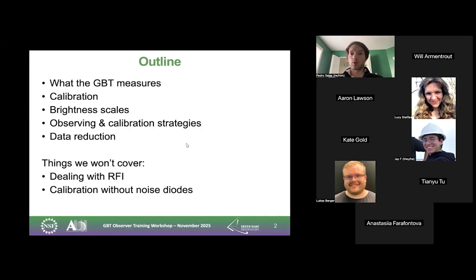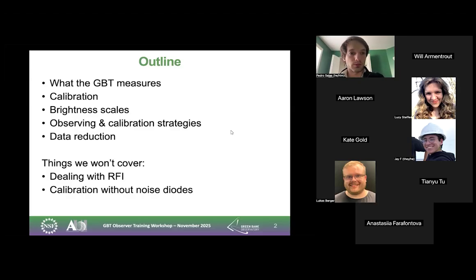Some of the things we won't be talking about, but which are very important, is how to deal with RFI and calibration without noise diodes. That would be really relevant if you're a project at 3 mm using Argus, for example. I'm sure Dave and Annika can explain that much better.